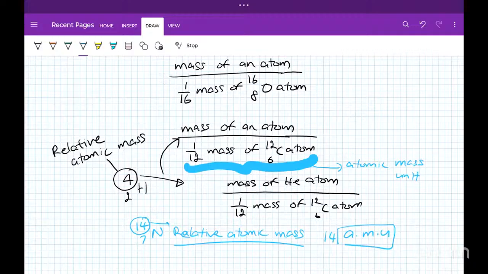Which means you take 1/12 of the C612 atom, and 14 of them would be equal to the mass of nitrogen. Simple mathematics, right? So this is how the concept of relative atomic mass comes into play. Any questions on this one? You can ask me if there are any questions. No, sir. Okay, good. So let's write down.